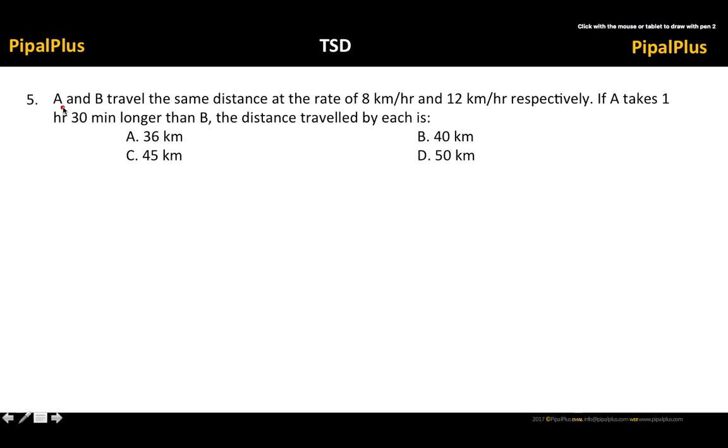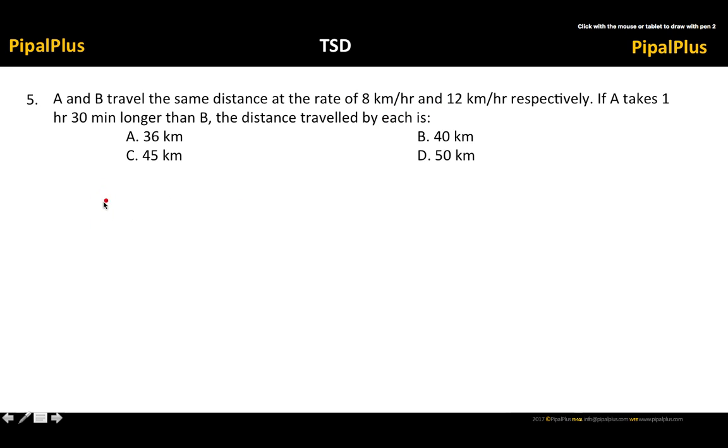Now let's read this question. It says A and B travel the same distance at the speed of 8 kilometers per hour and 12 kilometers per hour respectively. So A covers whatever distance at 8 kmph and B covers the same distance at 12 kmph. If A takes 1 hour 30 minutes longer than B to cover this distance, we have to find what this distance is. Okay. Now this is clearly for two people to be moving, right? For two different situations, situation A and situation B, basically the distance is the same, right?